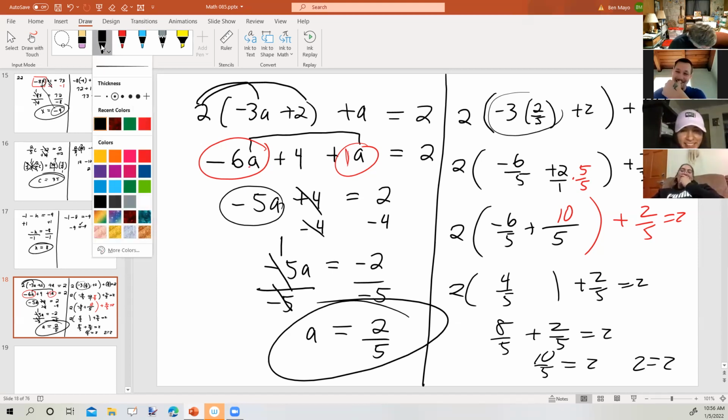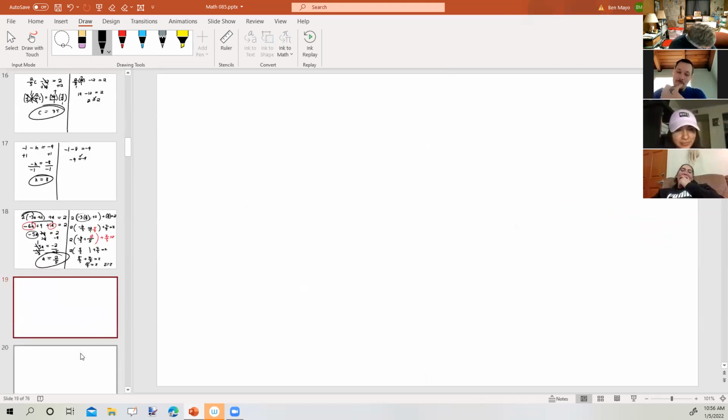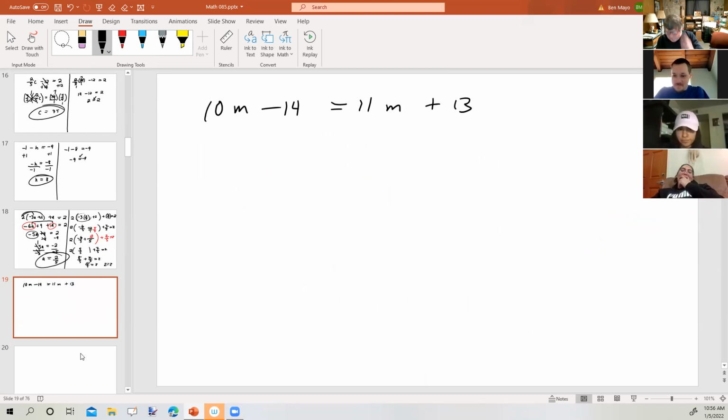All right. Let's see here. 10m minus 14 equals 11m plus 13. So now we have an equation that has more than one variable term. It's got a variable term on both sides of the equation, and it's got a constant term on both sides of the equation. So to isolate the variable term, I have to get all the variable terms together on one side of the equation. Okay.